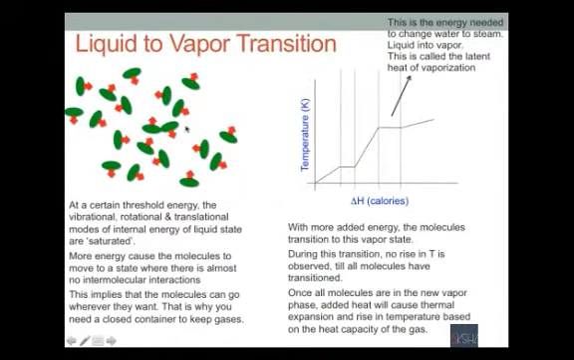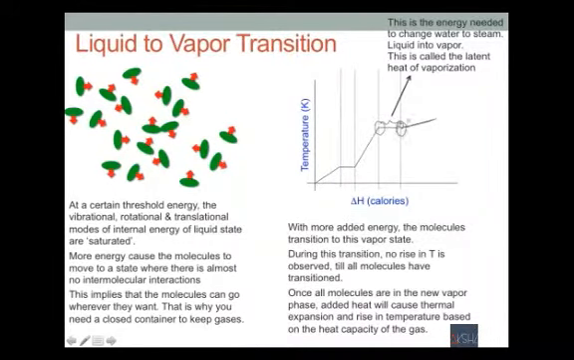Now as we continue to add heat, there's a certain threshold where the internal energy modes are saturated within the liquid state. More energy causes the molecules to move to a state where there are almost no intermolecular interactions, or the intermolecular interactions become extremely low. This implies that the molecules can pretty much go wherever they want to. So with more energy added, they transition from a liquid state to a vapor state. During this transition, there is no rise in temperature, but once they have reached this state, added energy causes a rise in temperature. This energy required for change of water into steam, liquid into vapor, is called the latent heat of vaporization.